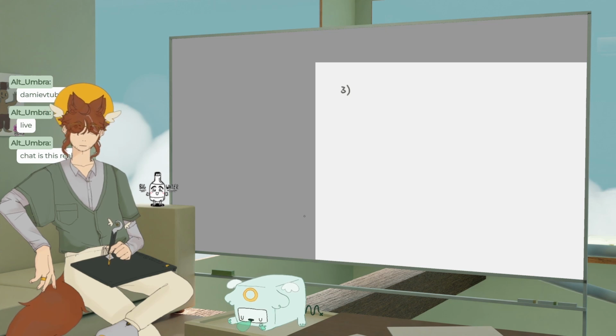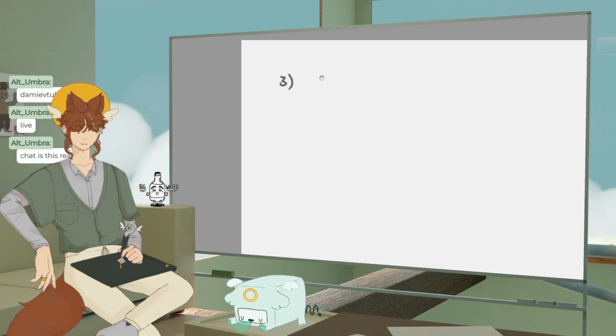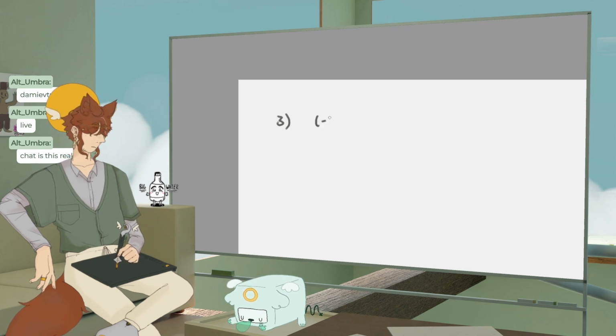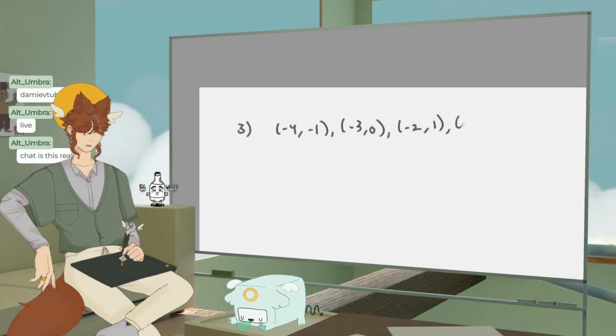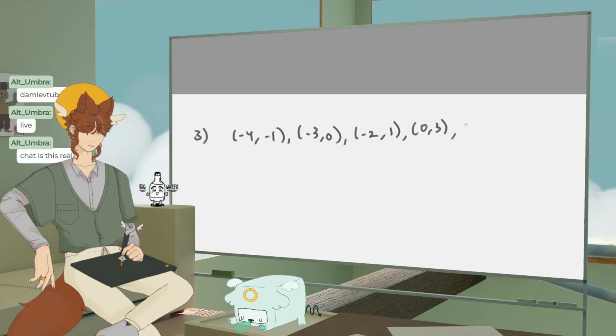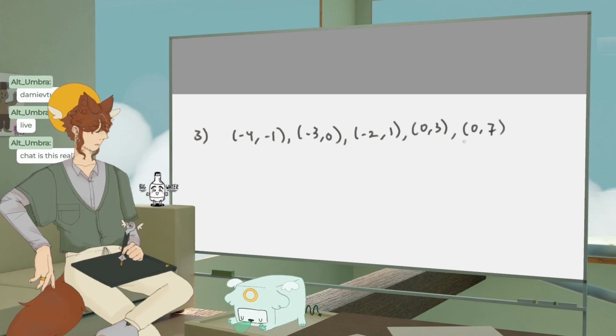That's what's gonna happen. Alright, we have to find the least squares best fit line for some data that he gave us. These are eerily similar to the ones that he gave us before, but it's fine. -4, -1, -3, 0, -2, 1. Oh, it's gonna be a 5D matrix. No, oh, please. Okay, it's fine. Alright, so -4, -1, -3, 0, -2, 1, 0, 3, 0, 7.